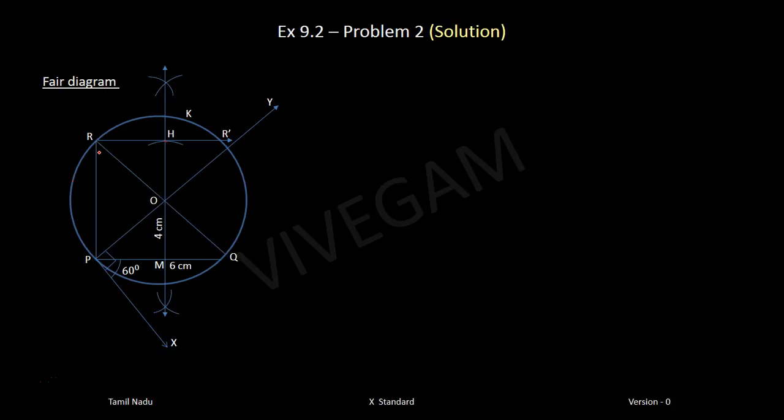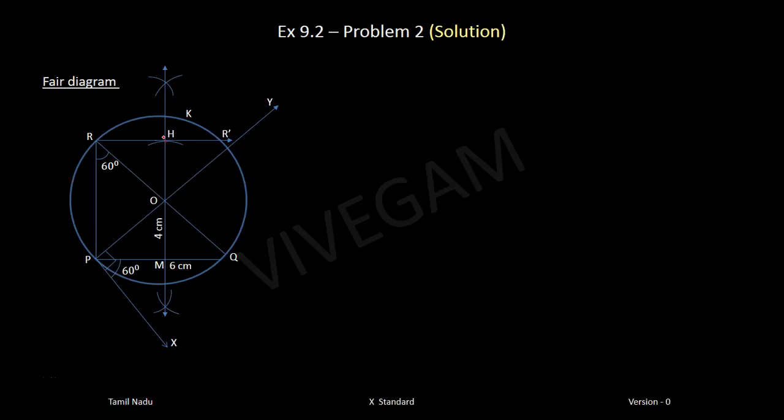So now PRQ subtends an angle of 60 degrees, and at the same time the altitude of it is 4 centimeter. This is 4 centimeter, so this is 4 centimeter also. Or if you join PR dash and R dash Q, it will be the same. You will have the same angle of 60 degrees and the altitude will be 4 centimeter. Okay. So it's the same like previous problem.